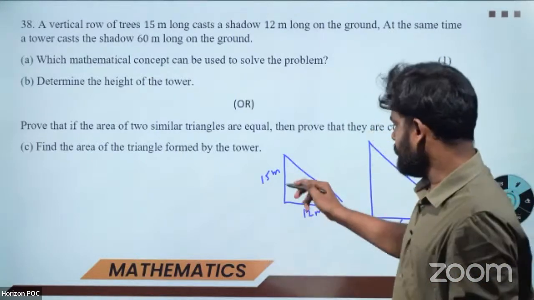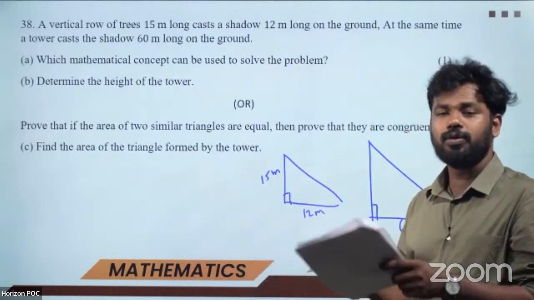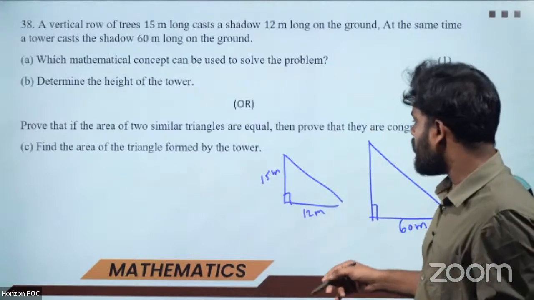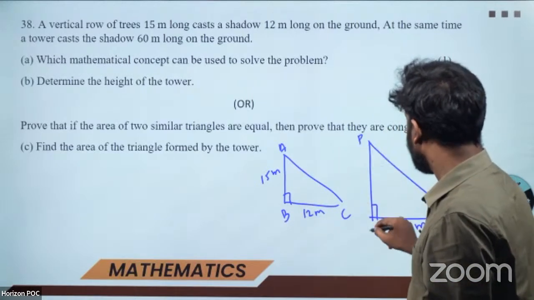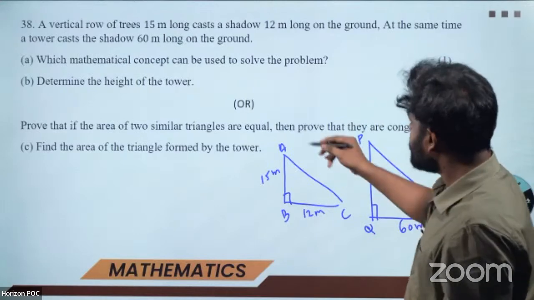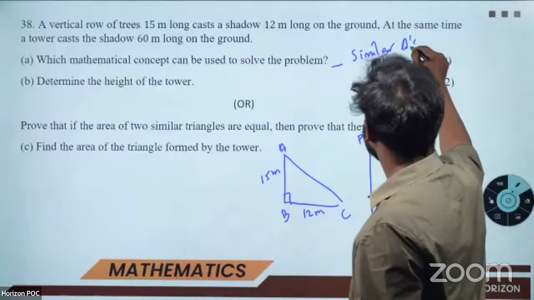Similarity. Because these two are right angle triangles and they look similar to each other, I can use the concept of similarity. So when I use the concept of similarity, if this is ABC, this is PQR. What is the concept that you have to use? The similar triangles concept.